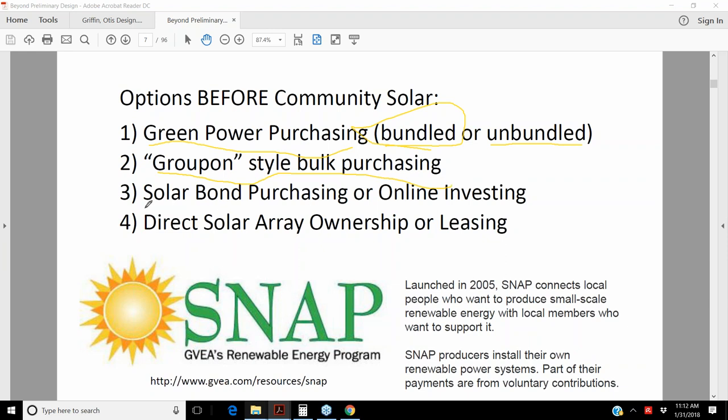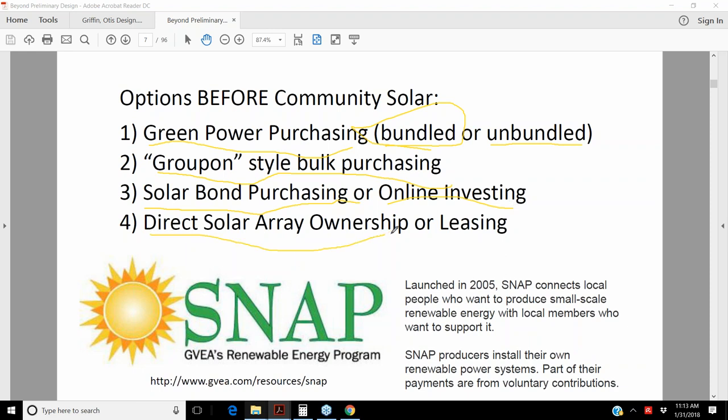Companies like SolarCity in the past have offered bond purchasing, where you can give SolarCity or Mosaic or some other solar financial institution money, and you can buy bonds that go to develop solar projects. And we'll look at one of those models that I think is particularly interesting towards the end of class.